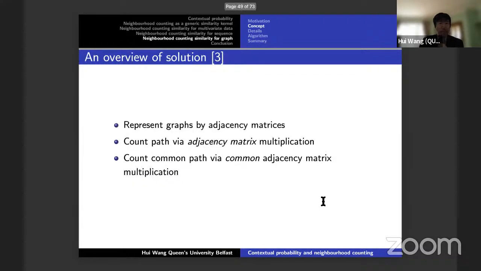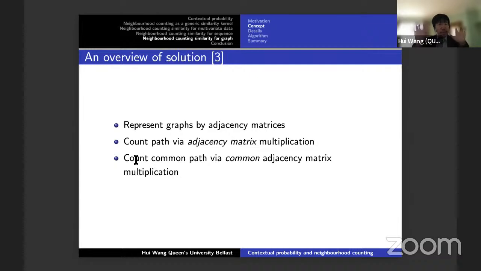Then my solution to this problem is, I represent the graph by adjacency matrices, and the neighborhood is taken to be a path. Then the paths are counted through adjacency matrix multiplication. To count the number of paths existing in a given graph, all I need to do is multiply the adjacency matrix as many times as I like, until there's no point in doing further multiplication.